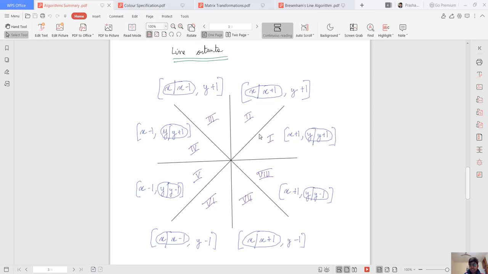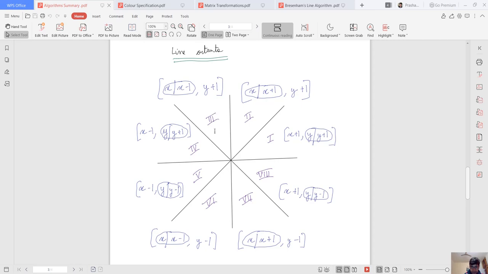If our line is in the first octant, then the slope is less than 45 degrees, and our x is always increasing, but the y may or may not increase. But above 45 degrees, in the second quadrant, our x may or may not increase, but the y will always increase. The same goes for the third, fourth, fifth, sixth, seventh and eighth, in all the quadrants. That is the basic fundamental thing that we consider.